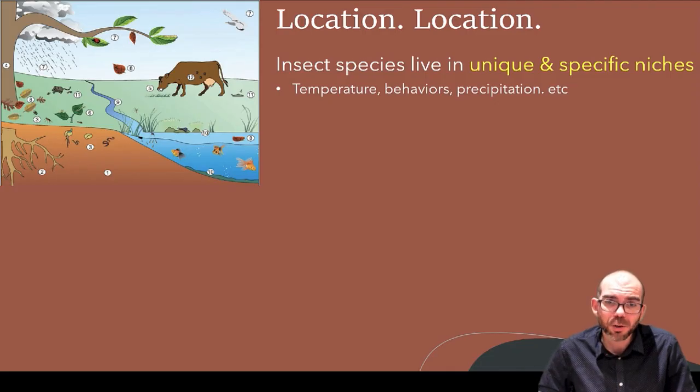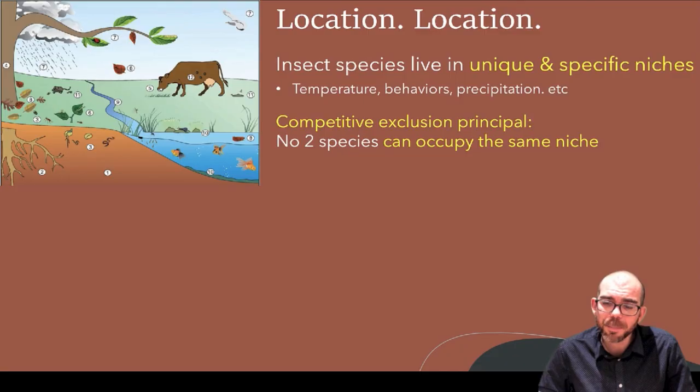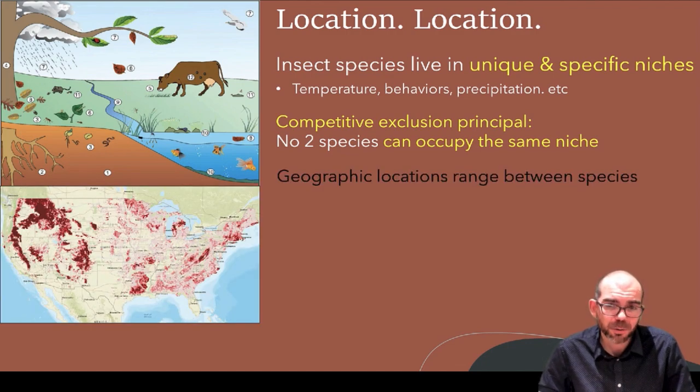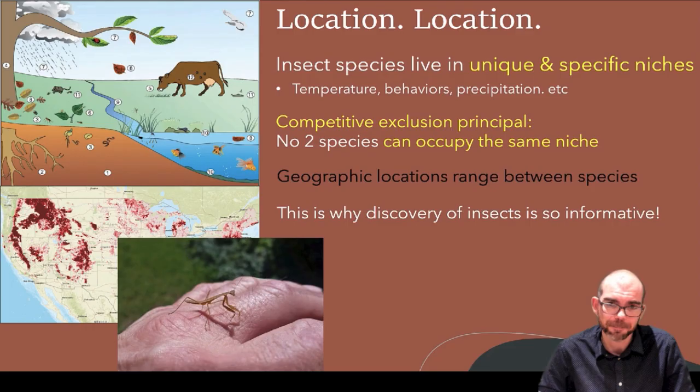With insects, it's all about location. Insect species live in unique and specific niches. A reminder, a niche is the unique temperature, precipitation, and behaviors that a species needs to survive. Because of the competitive exclusion principle, no 2 species can occupy the same niche at the same time. So if I find an insect on a body or on a suspect, I can conclusively determine what niche that insect must have come from and what geographic location it came from. Insects vary across geographic locations, so we can use them to track where a suspect or a body is or may have been. This is why discovering them is so informative.